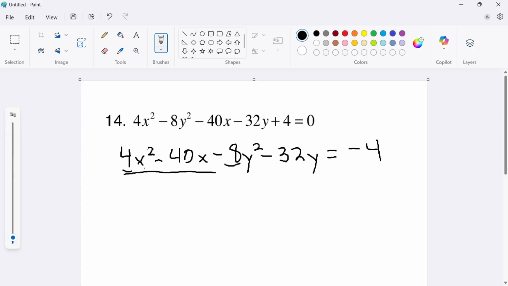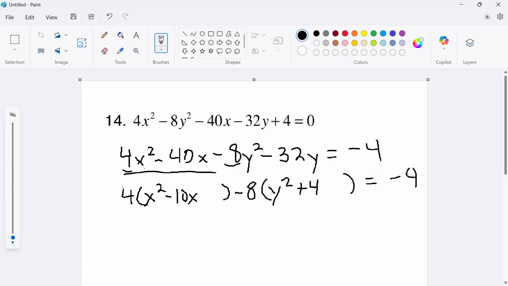First, I'm going to factor out a 4 here. 4x squared divided by 4 is x squared. Negative 40x divided by 4 is negative 10x. Then I'm going to leave space. I put negative 8. Negative 8y squared divided by negative 8 is just y squared. Negative 32y divided by negative 8 is plus 4y. I'm going to leave some space. Equals negative 4. Now I take half of negative 10, which is negative 5.